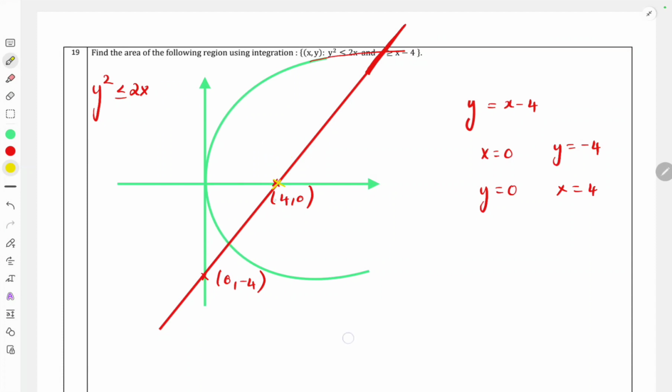So in place of x, I have to substitute 4. In place of y, I have to substitute 0. So 0 lesser than or equal to 8, which means it is true. If it is true, I have to shade towards that 4, 0 point. So which means in this direction I have to shade.